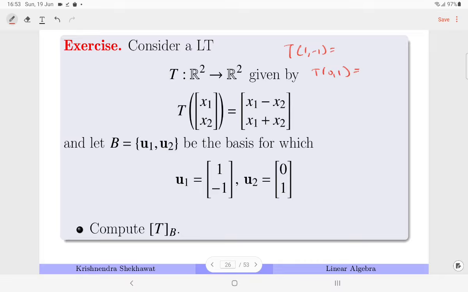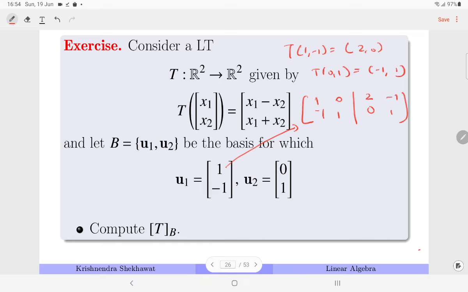So T of (1, -1) comes out to be (2, 0), and T of (0, 1) comes out to be (-1, 1). Then the method says that I must write W1. So here V1, W1 are both the basis vectors because the basis is fixed, B. So this is (1, -1) as the first column, then (0, 1), then T of V1 which is (2, 0), then T of V2 which is (-1, 1).